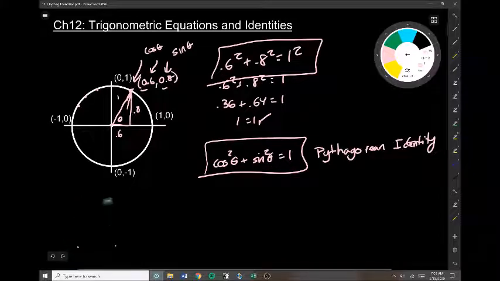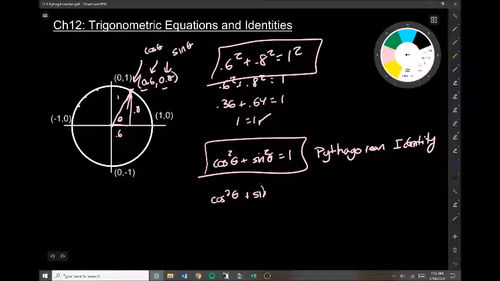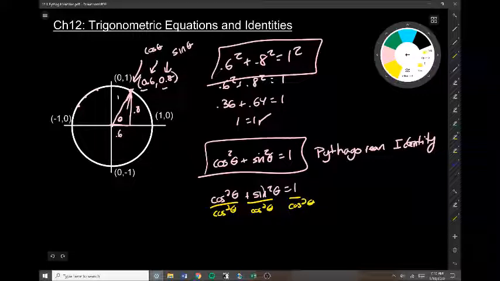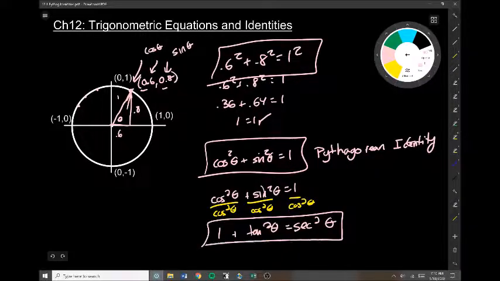So this is called the Pythagorean identity. I could actually take this identity and play with it a little bit. If I take cosine and sine in 1 and divide them all by cosine, or by cosine squared actually, this gives me the new identity: 1 plus sine over cosine is tangent, 1 plus tangent squared, 1 over cosine is secant, so 1 plus tangent squared equals secant squared is an identity.